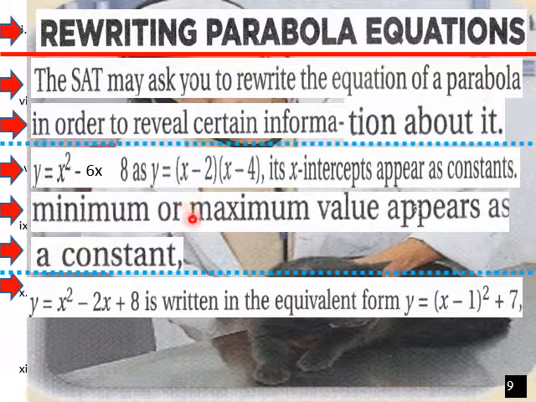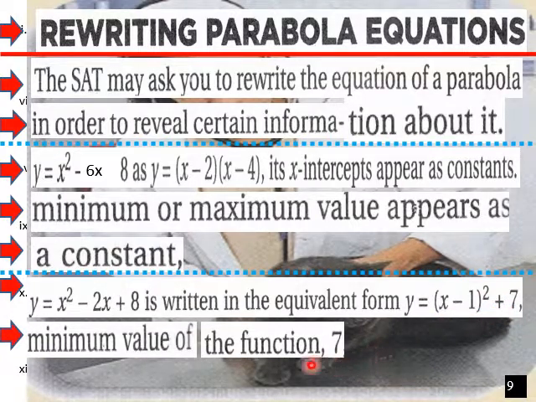So in this situation, y equals x squared minus 2x plus 8 is written in equivalent form as x minus 1 squared plus 7. The minimum value of the function will be 7 here, because when x equals 1, y would equal 7. That would be the minimum value, because it opens up. And when x equals 1, y would equal 7. That would be the minimum value of the parabola.